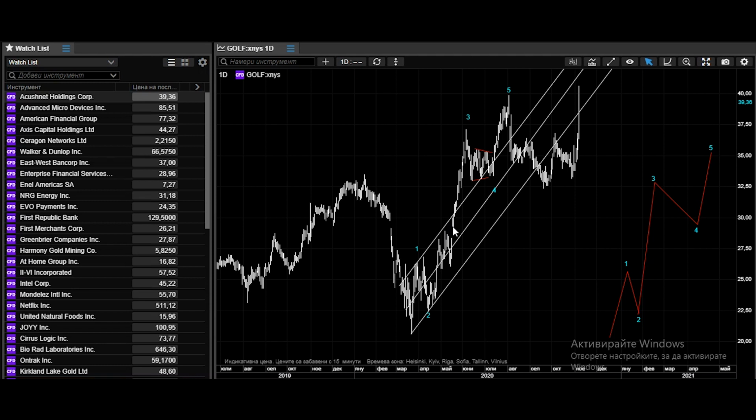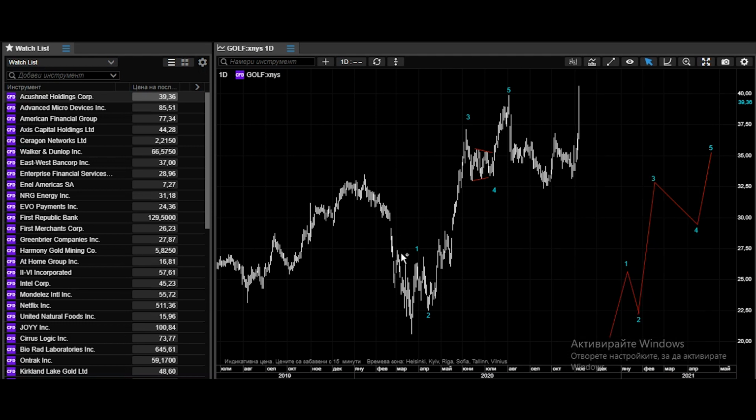After drawing the base channel, we get information about two things. First, when the price makes a significant, I emphasize significant, break above the top of the channel here, this is a sign that we are working with a third wave.